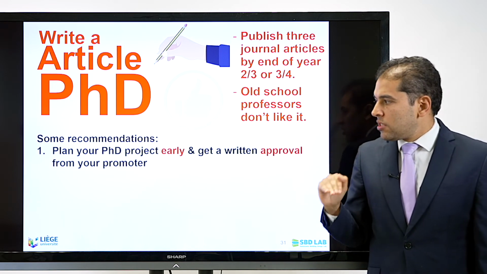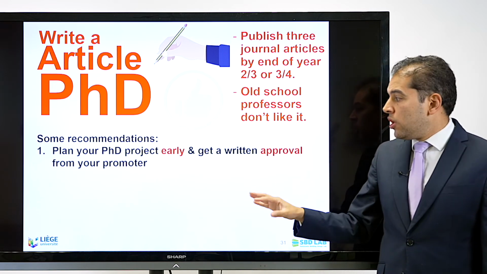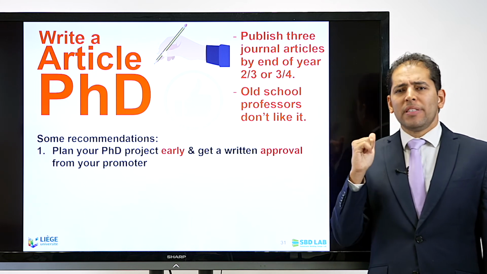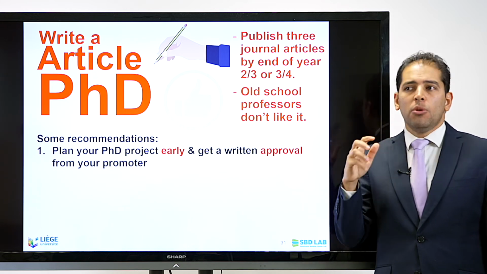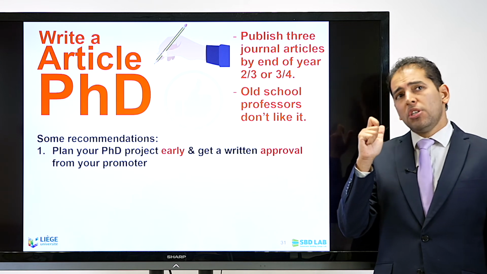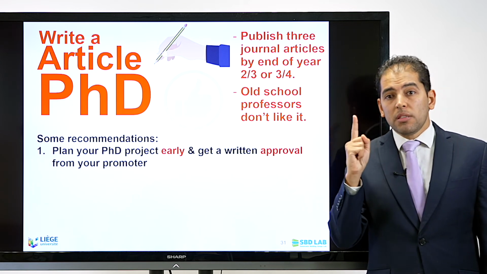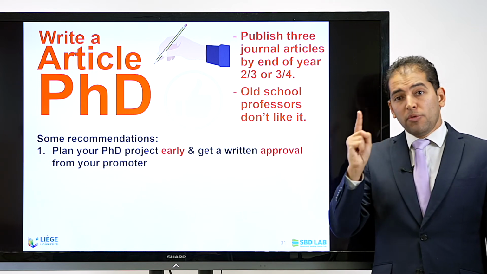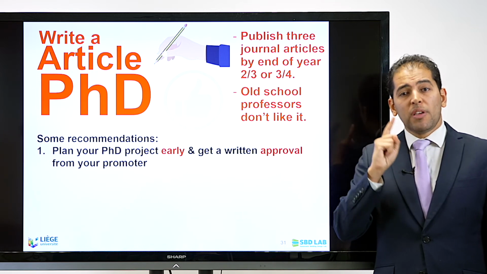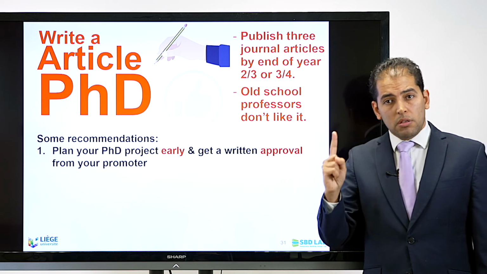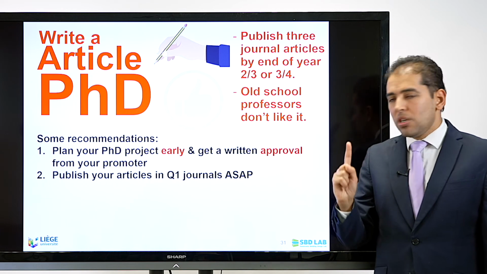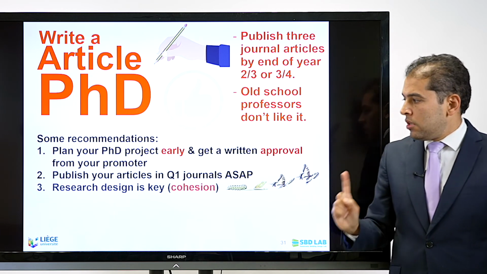Some recommendations: plan your PhD project early and get a written approval from your promoter. Written approval. Never tell me, he told me by the phone, we were in an informal meeting and he or she confirmed I come. It must be written. Promoters can change their mind in a second. Written approval that they support the idea of having an article-based dissertation. Publish your articles in Q1 journals as soon as possible.